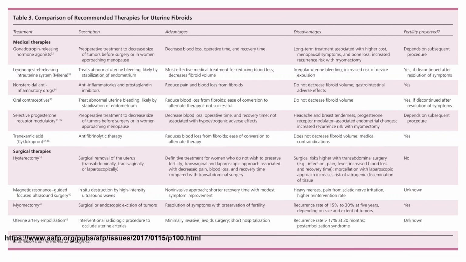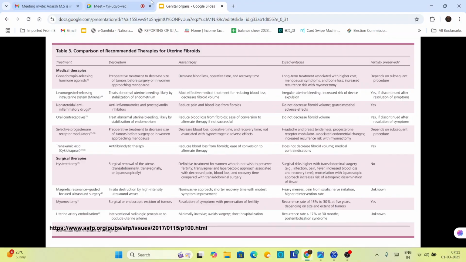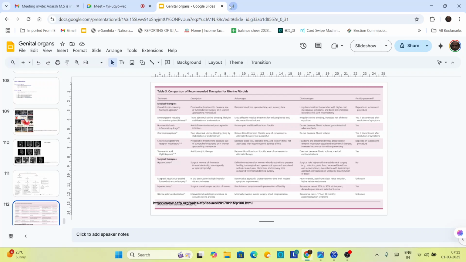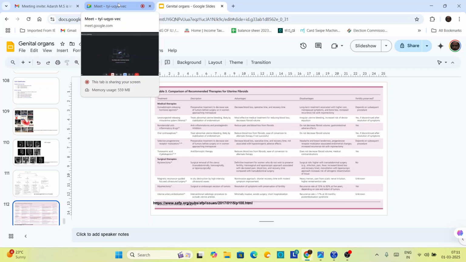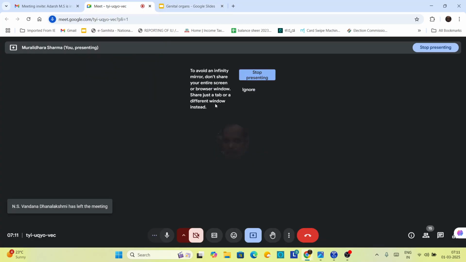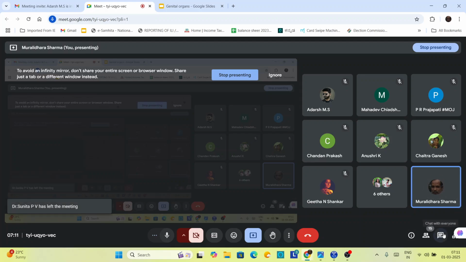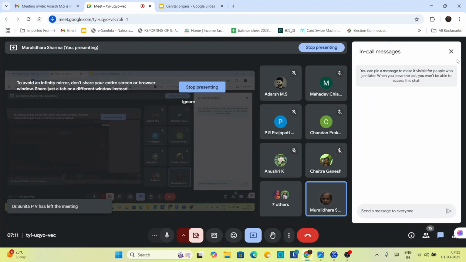That's the issue. With this, we will conclude today, and in the next session we will take up male sexual organ related tumors. If there are any questions, okay, we will conclude today.